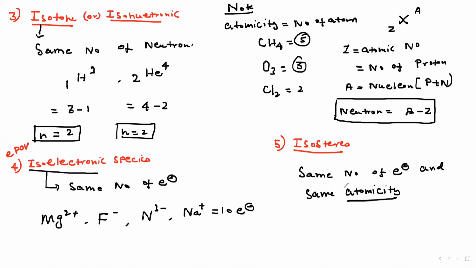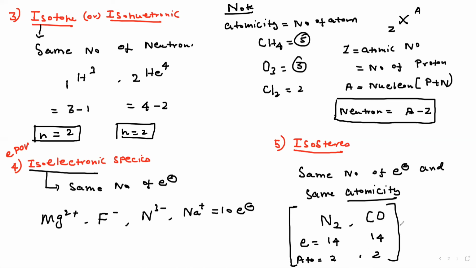Then what is isostar? Same electrons and same atomicity. For example, I take N2 and CO. In nitrogen each atom has 7 electrons, 7 plus 7, the electron count is 14. Carbon 6, oxygen 8, 6 plus 8 is also 14. They have the same electron count, so we call them isoelectronic. Now they also have the same atomicity, right? In N2, how many atoms? The atomicity is 2. In CO also 1 carbon, 1 oxygen, so 2. These 2 molecules having the same number of electrons and same atomicity are called isostar. These are the 5 important terminologies in atomic structure.